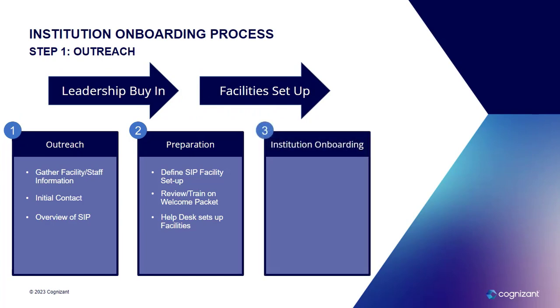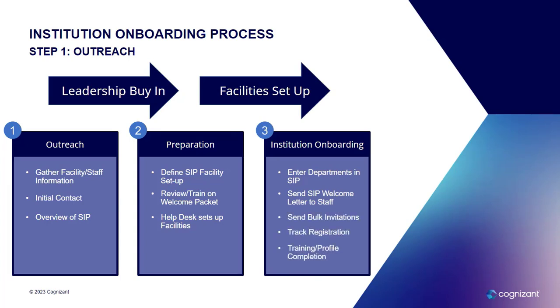The last phase is called onboarding. During this phase, the key site contact sets up the departments in the system, invites the staff, and tracks staff registration in SIP.